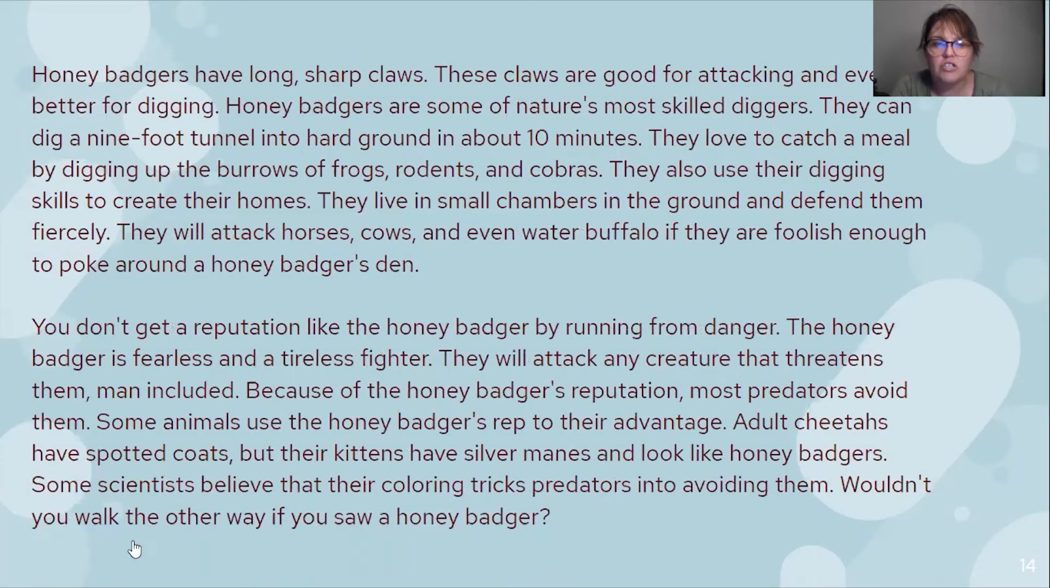Honey badgers have long, sharp claws. These claws are good for attacking and even better for digging. Honey badgers are some of nature's most skilled diggers. They can dig a 9-foot tunnel into hard ground in about 10 minutes. They love to catch a meal by digging up the burrows of frogs, rodents, and cobras. They also use their digging skills to create their homes.